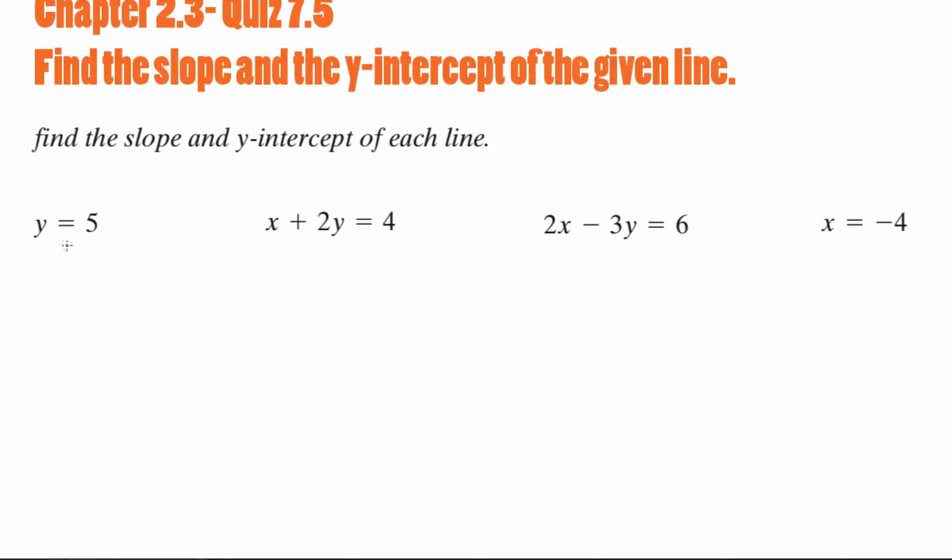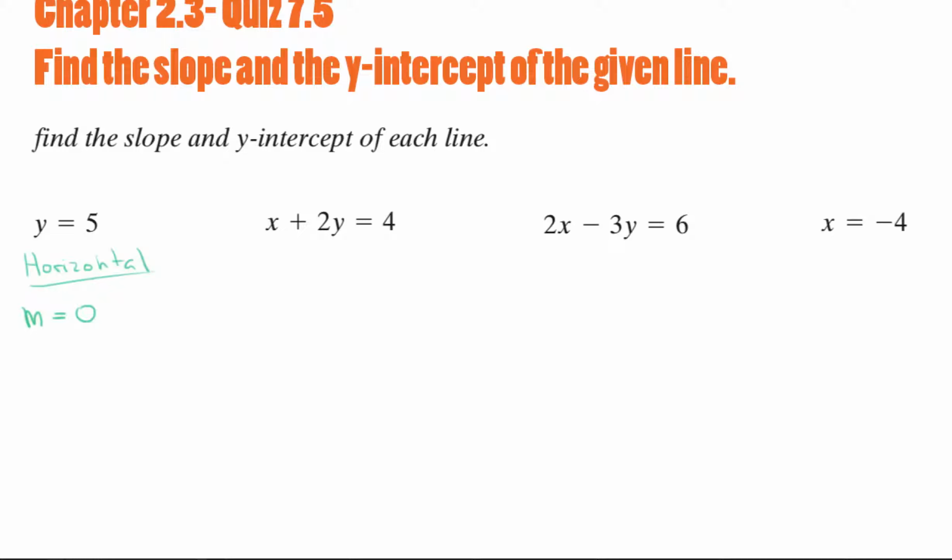Well, this line is what type of line? When you have y equals a constant, any constant, that means that this is a horizontal line. Now, what does that mean? That means that the slope of this line is 0.